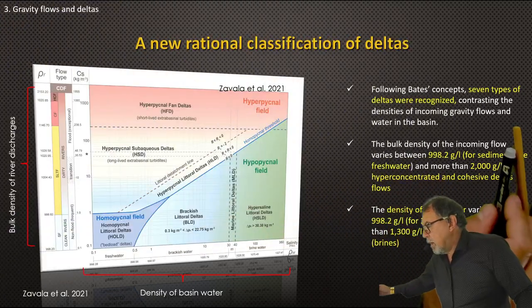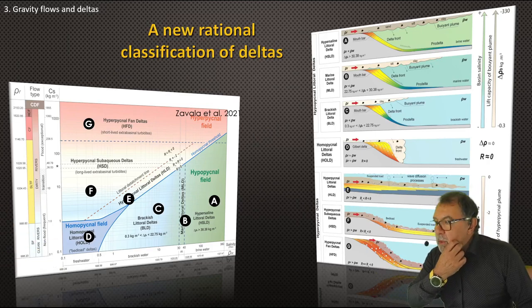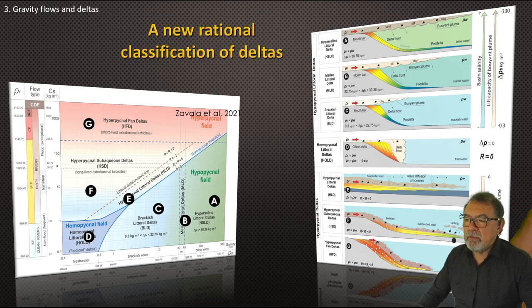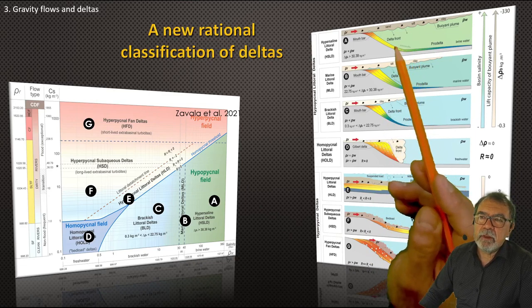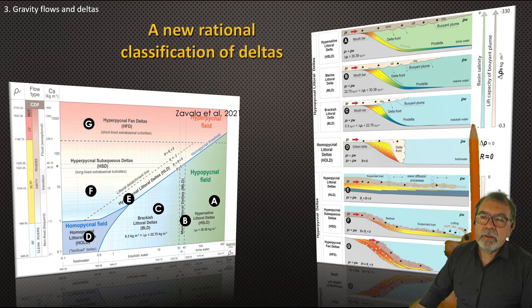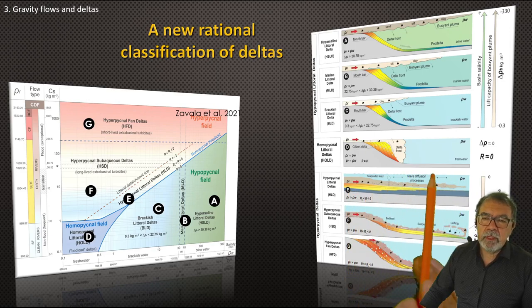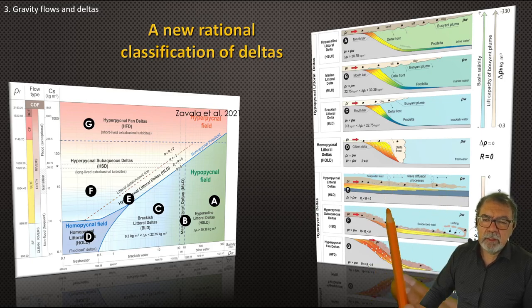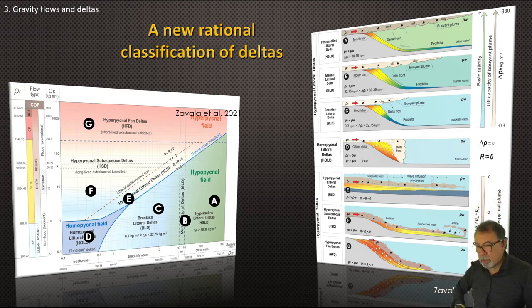So now we can go back to this classification, and we are going to try to see how these different contrasts in the flow density affect the kind of deltas and the shape of the typical deltas. For example, all these are littoral deltas associated to the hypopycnal field. Then you have the homopycnal field. And finally, we go into the hyperpycnal field. This is the hyperpycnal littoral deltas with this ramp, with this light hyperpycnal flow. And these are the higher density hyperpycnal flows that can create these subaqueous deltas.